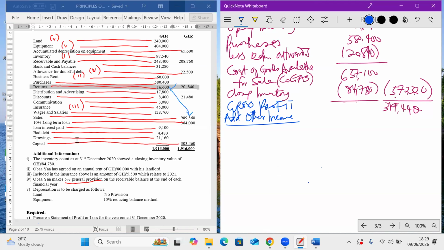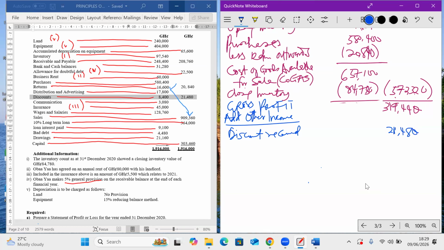Okay, other income. We'll go to discounts, right? We have discount received. Discount received, on which side of the account is it? In the trial balance, which side is it? Credit. Right, it is on the credit side. So you add it.